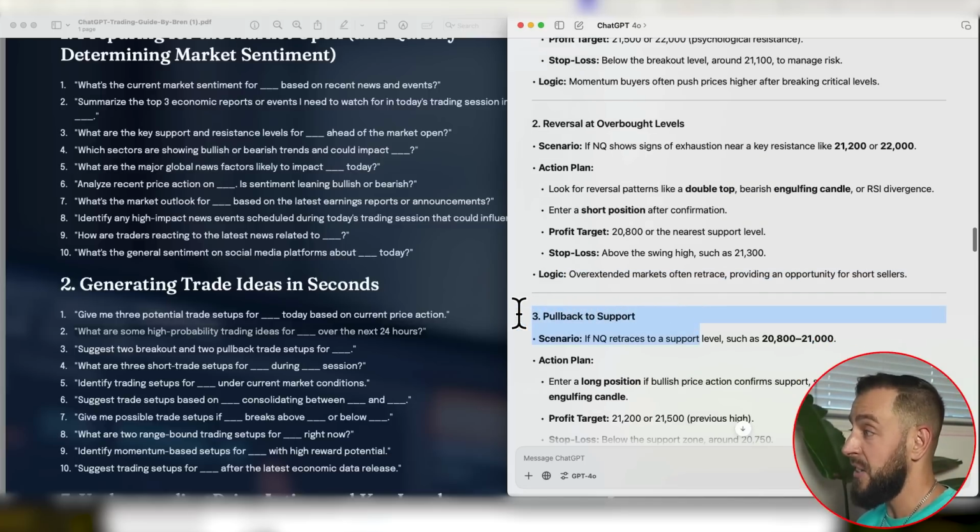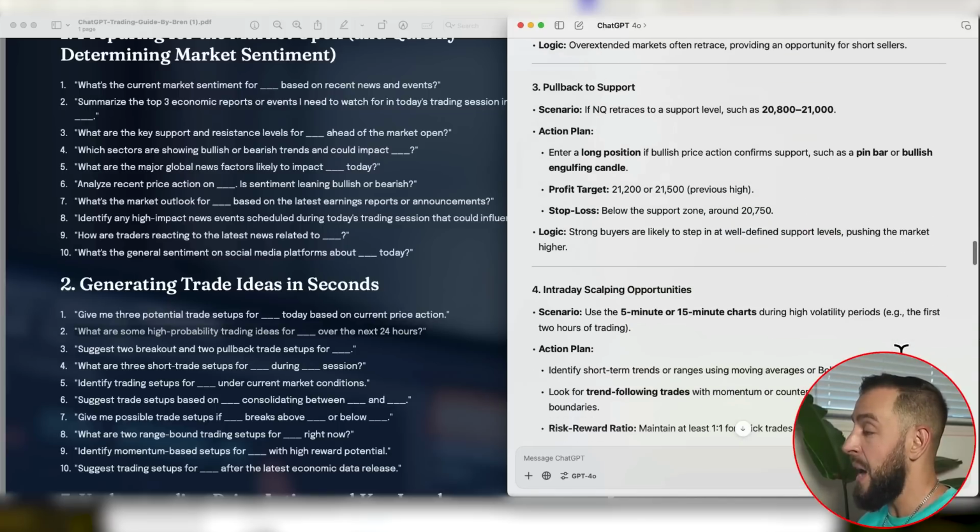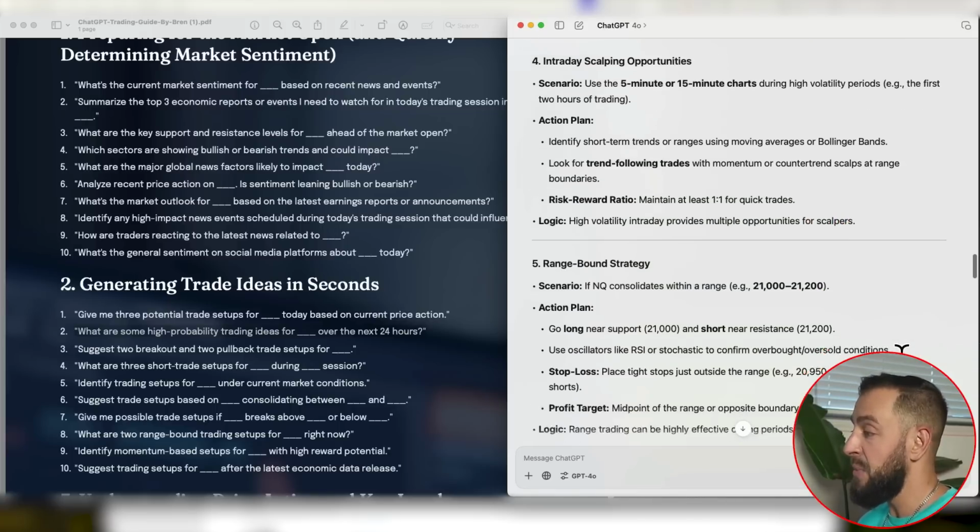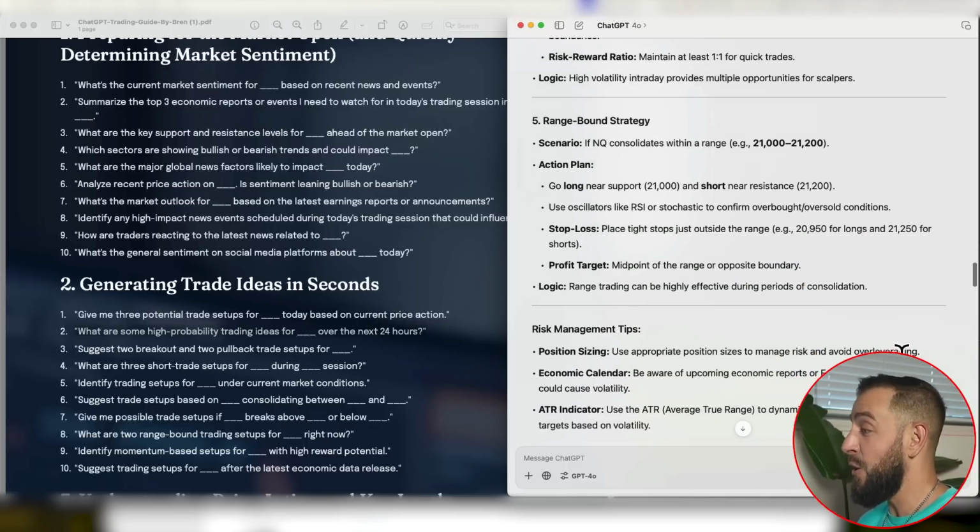Next one, pullback to support. 4, intraday scalping opportunities. 5, range bound strategy. And then it also is giving us tips for risk management. Amazing. Now I said we would put ChatGPT's advice to the test.